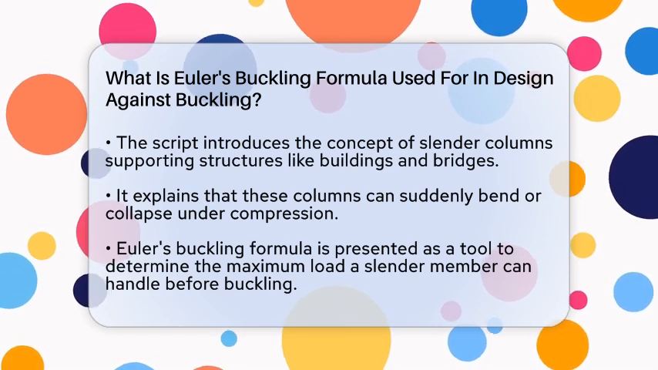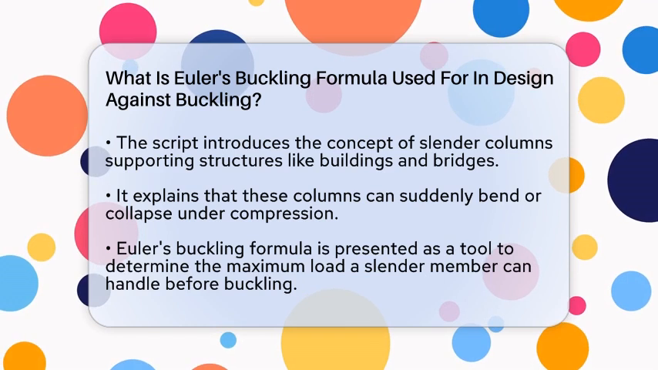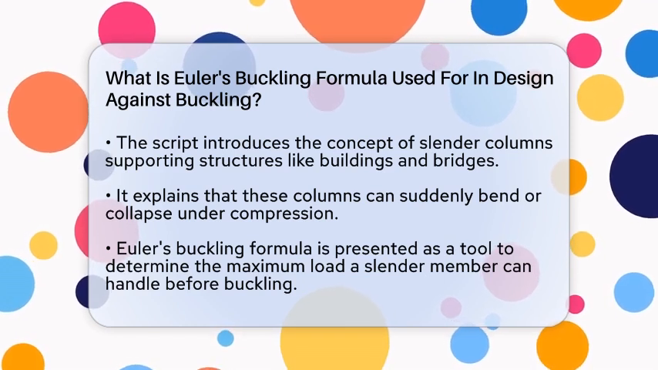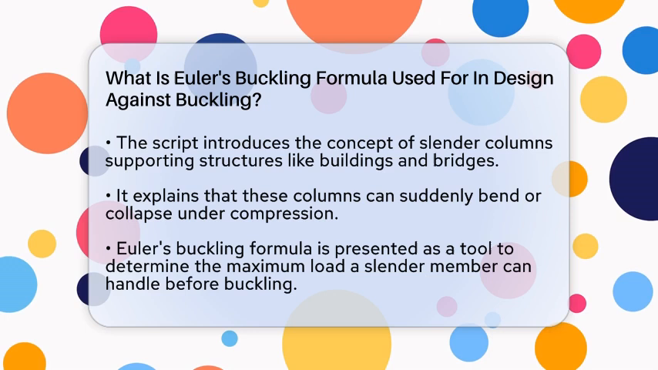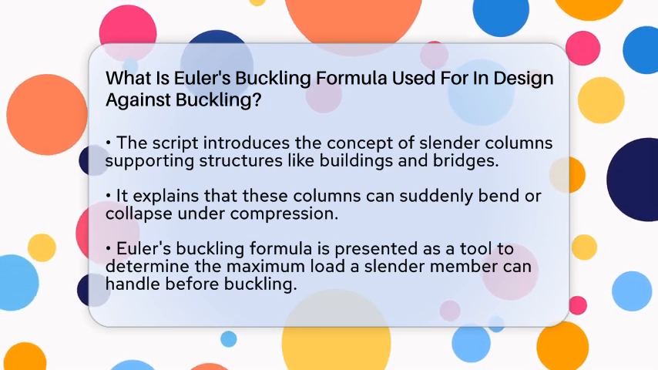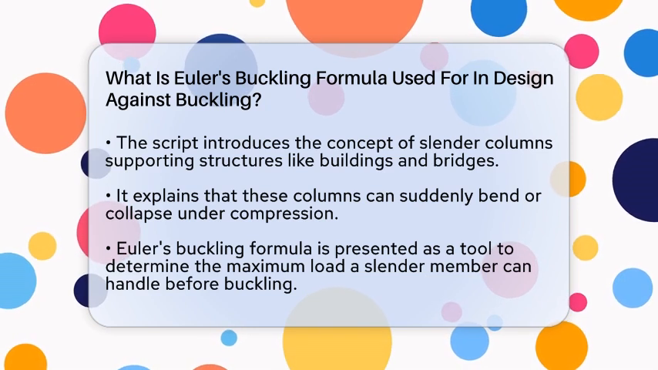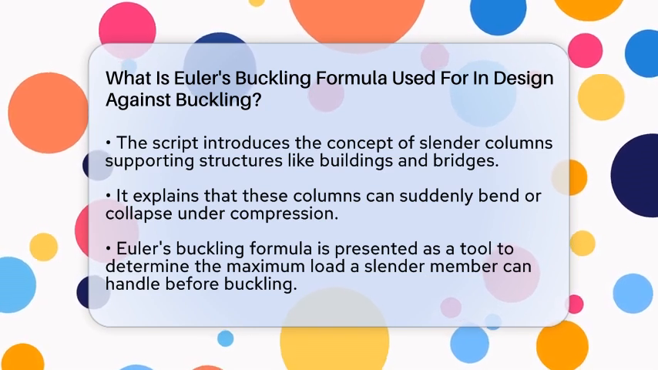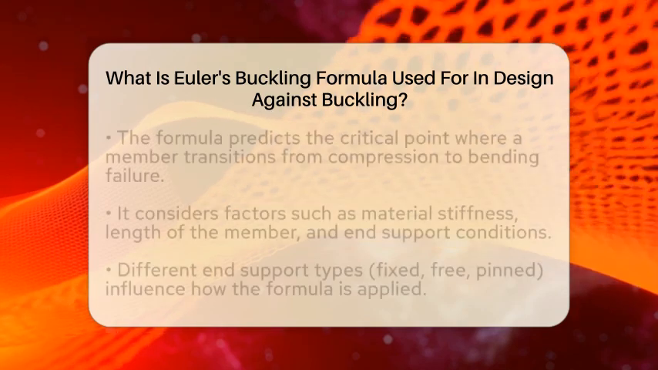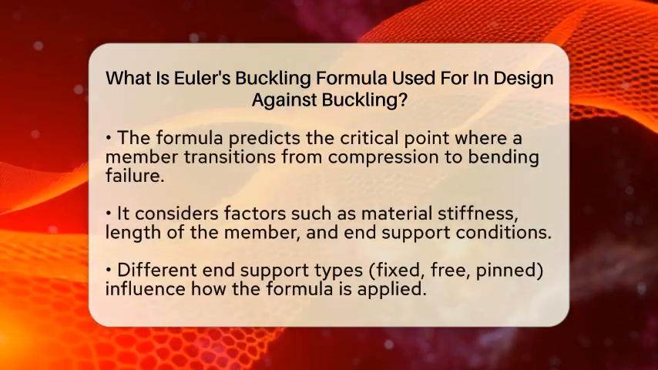That's where Euler's buckling formula becomes a key tool. This formula helps engineers figure out the maximum load a slender piece can handle before it buckles. Instead of just crushing under pressure, these members tend to bend sideways, causing failure. The formula predicts that critical point, so designers can avoid pushing structures beyond safe limits.